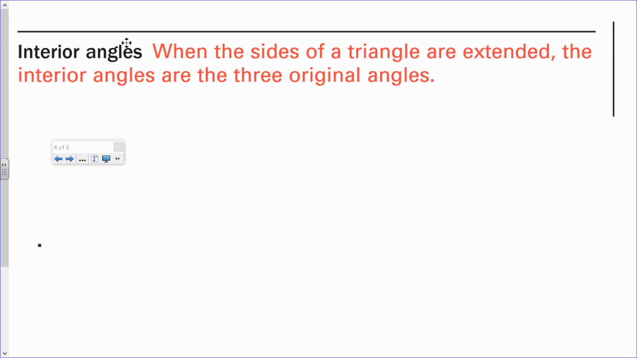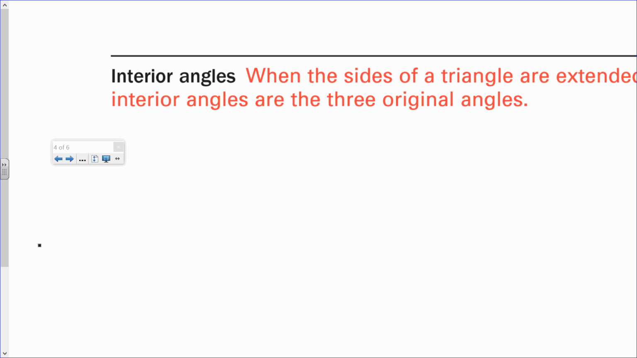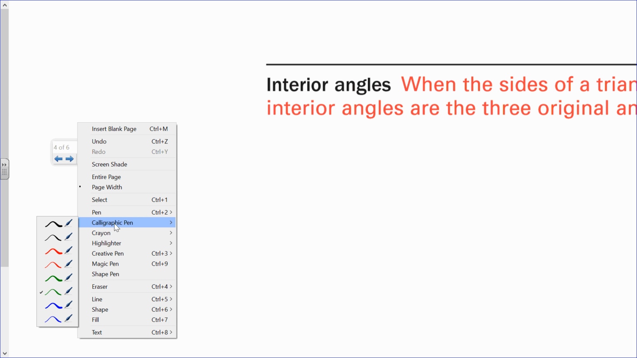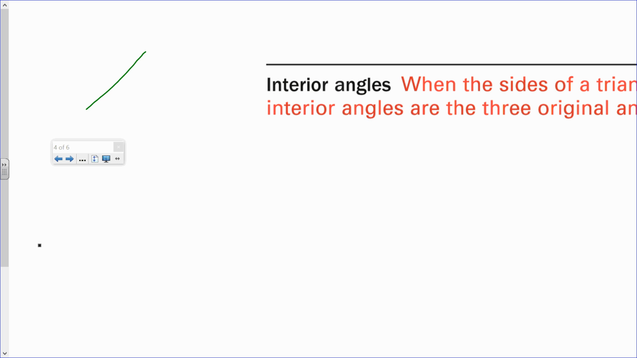Let's draw some interior angles. So I'm going to draw a triangle. But on this specific triangle that I'm drawing, I'm going to extend each side. Watch this. I'm going to extend this side. I'm going to extend that side. Extend this side. Extend that side. Do that with me.